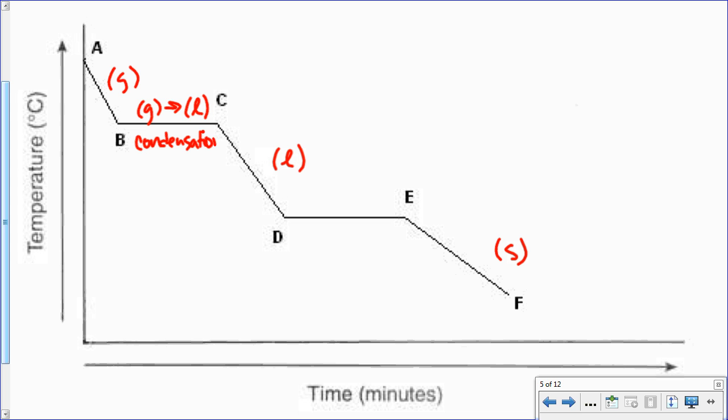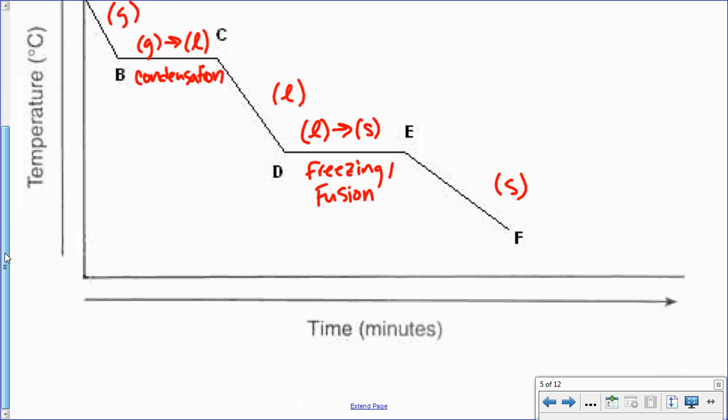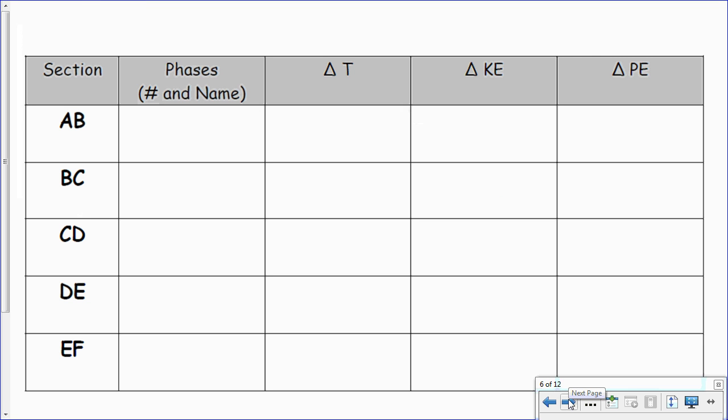Big word, condensation, squeeze it in there. When we have a liquid turning into a solid, we have freezing, synonymous with fusion again. And then, of course, obviously a solid at or below the freezing point. So that is just a flipped version of our heating curve. Cooling curves, we go through the same types of phase labeling.